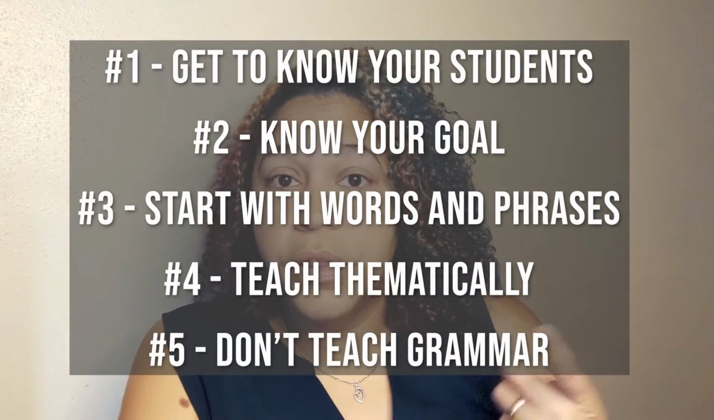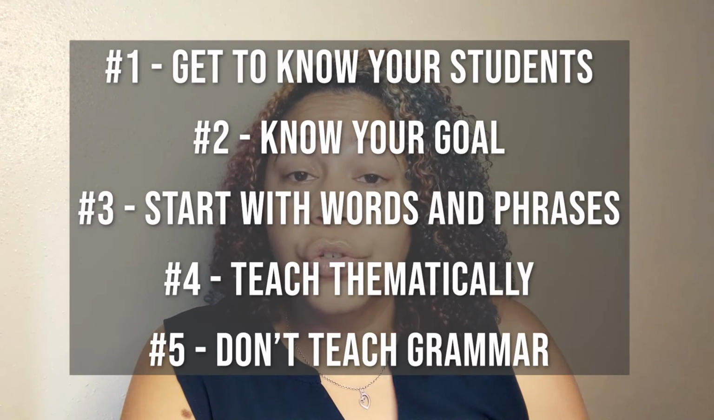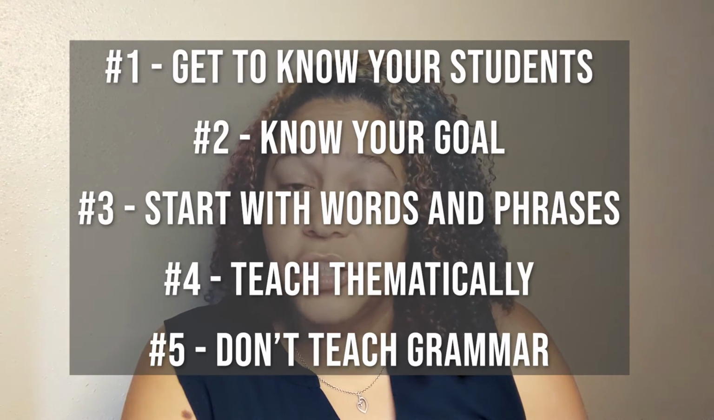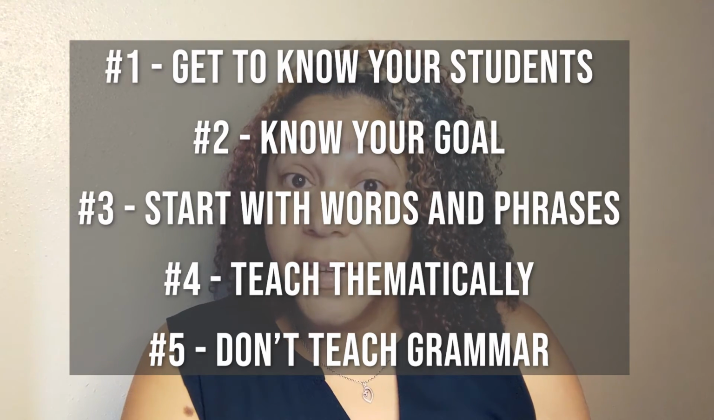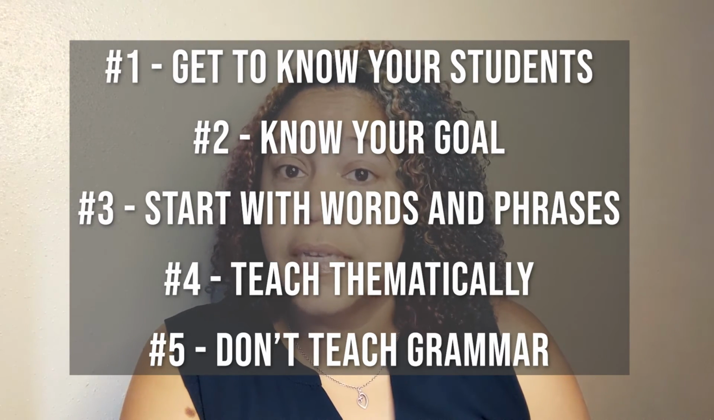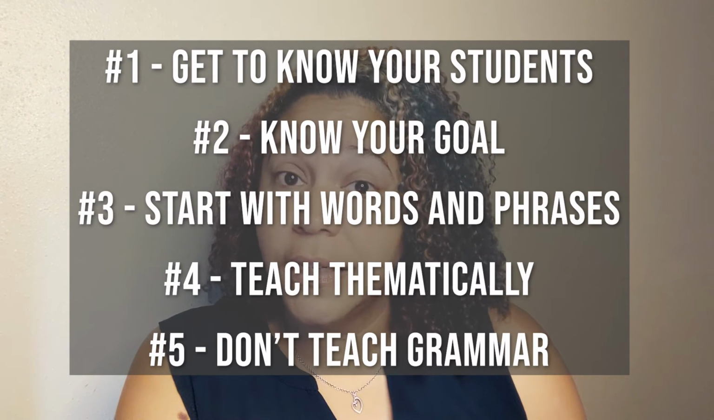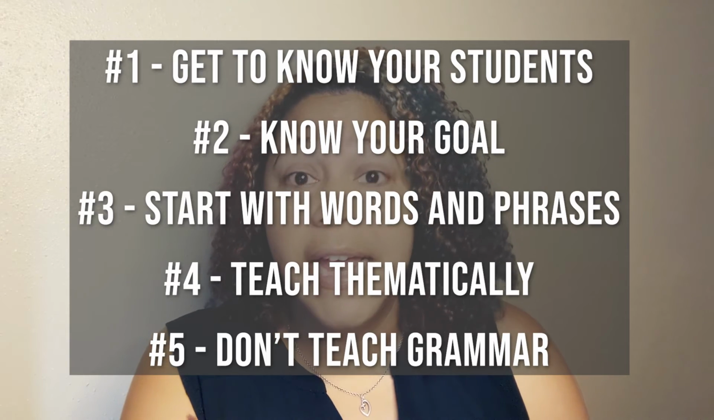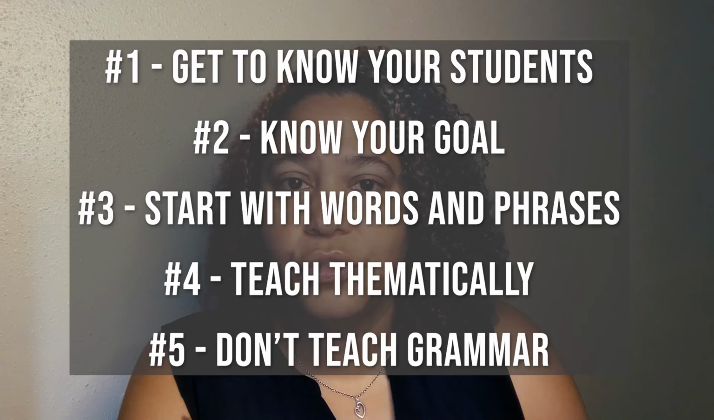So just a quick recap. When you're teaching English to beginners, start with number 1, getting to know your students. Also, know your goals, what it is in English that you're trying to teach. Be very specific if possible. Then start with words and phrases, even cognates if possible, and tie it all together thematically or situationally if possible. And then last but not least, stay away from the grammar. Don't teach grammar to initial beginner students.